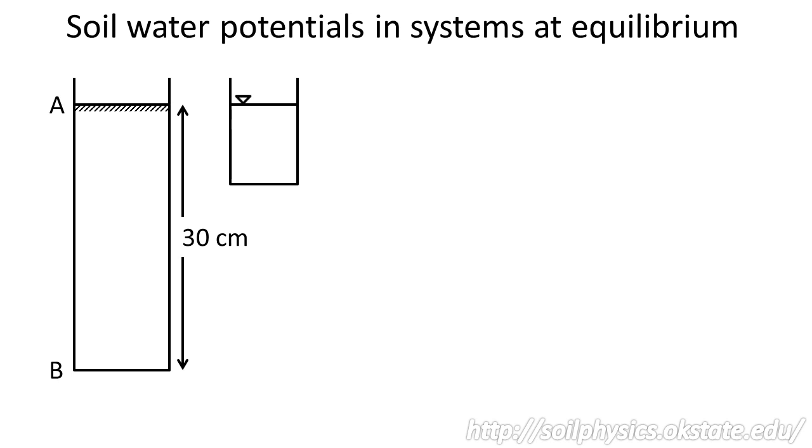We had a reservoir of water here on the right, and this triangle shows that the surface here is at atmospheric pressure. We want to now connect this reservoir hydraulically to the soil column, and so this line represents a hydraulic connection between the water reservoir and the bottom of the soil column.